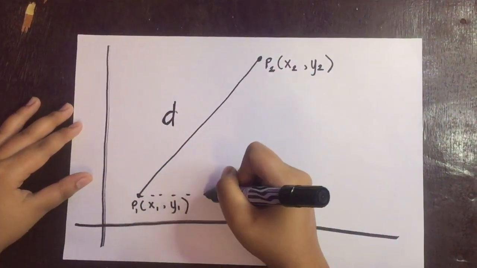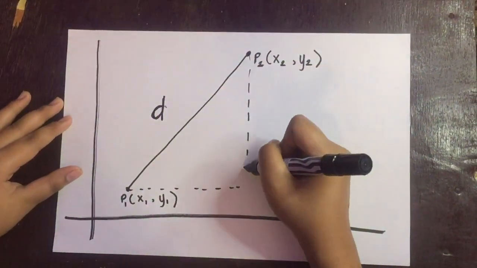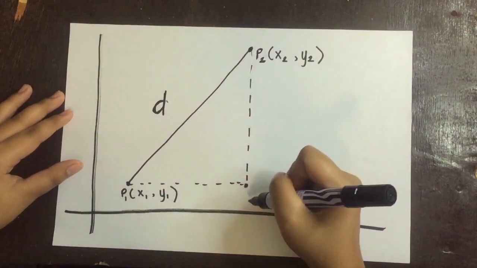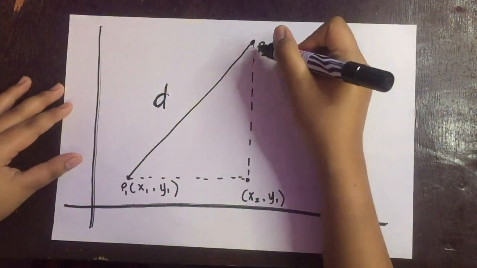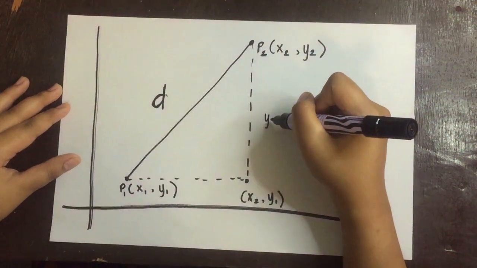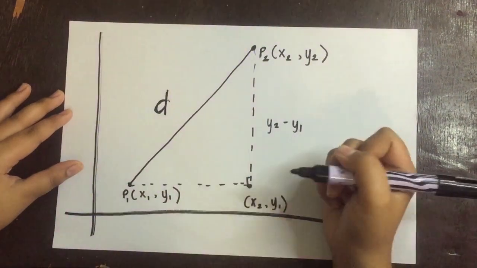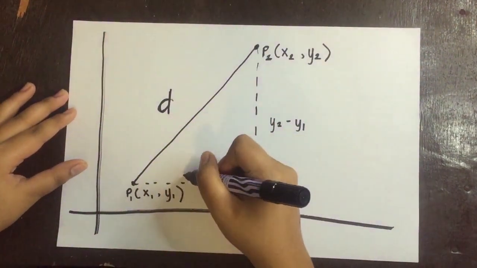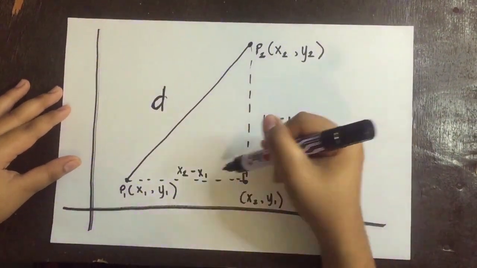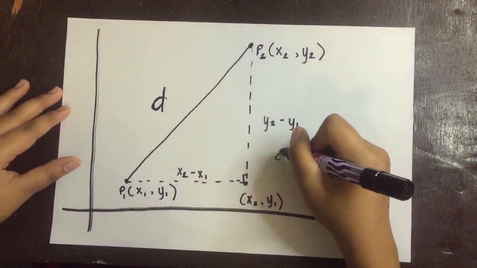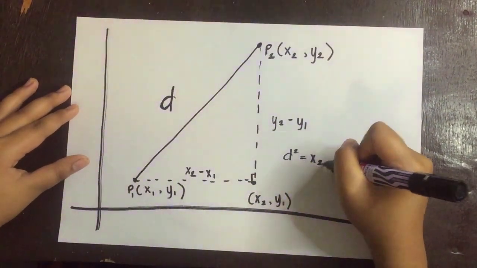We'll be able to use the Pythagorean theorem. If this point we will extend to another point and this point will be extended to another point. So this point is x sub 2 and y sub 1. And this is y sub 2 minus y sub 1. And here is x sub 2 minus x sub 1. So using the Pythagorean theorem, we have the square of the hypotenuse. It is the sum of the square of the other two sides.